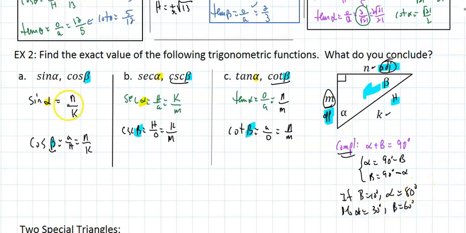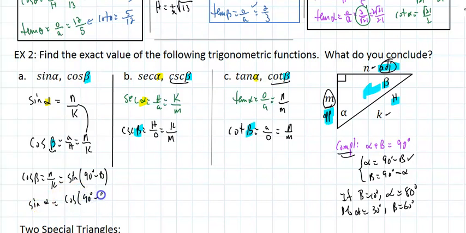And here I've just shown that the cosine of one of these angles equals the sine of 90 minus that angle. And I'm using this right here. And vice versa. I could say the sine of alpha is the cosine of 90 minus alpha. So for any given angle, as long as we are dealing with a right triangle, this is true.